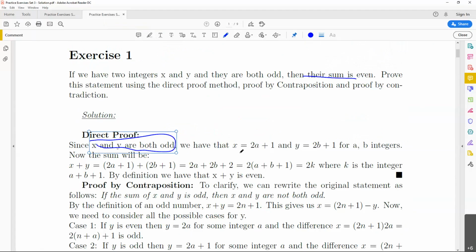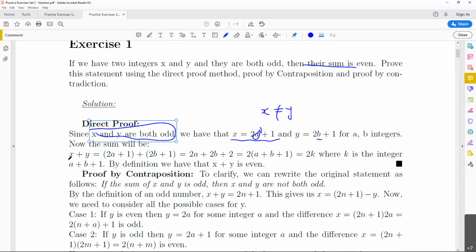So what does it mean to be odd? That means that x is in the form of 2 times something plus 1, and y is 2 times something plus 1. We write a here and b here, because x is not necessarily the same as y. They're probably different, so we use two different variables, a and b.